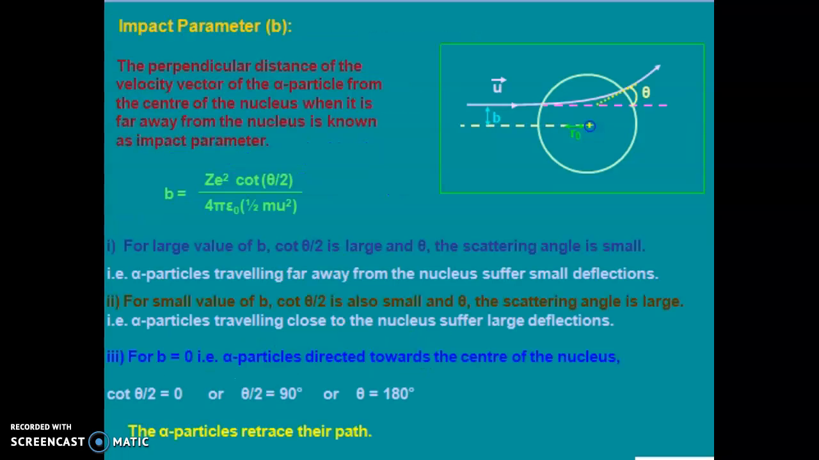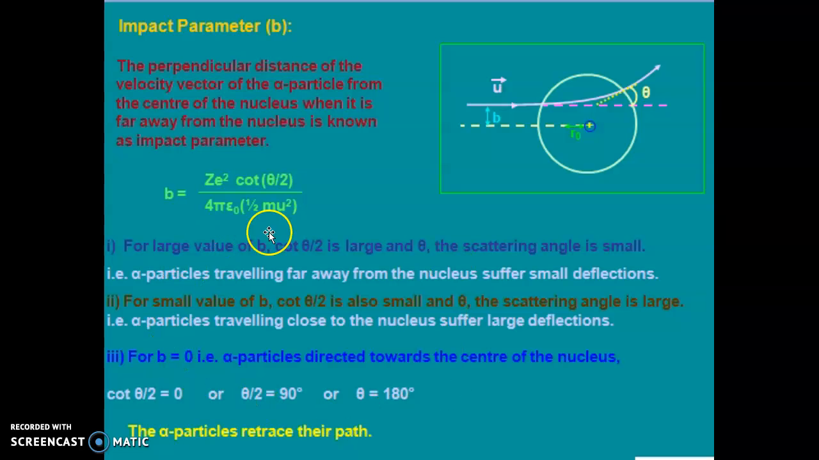Now what is the impact parameter? The perpendicular distance of the velocity vector of the alpha particle from the center of the nucleus, when it is far away from the nucleus, is known as the impact parameter. This is the term used when alpha particles are deflected by very small scattering angles. There is a line that passes through the center of the nucleus. The perpendicular distance between the velocity vector and this central line is called the impact parameter, and this is the expression for it. It is denoted by b.